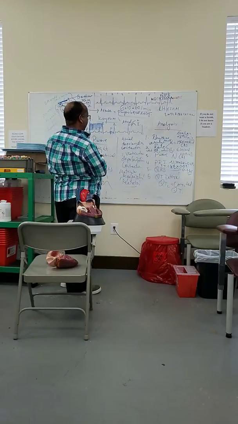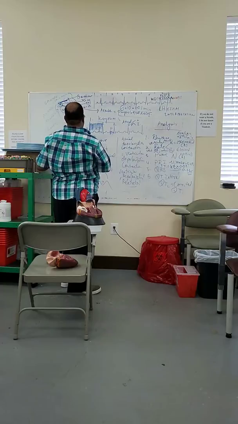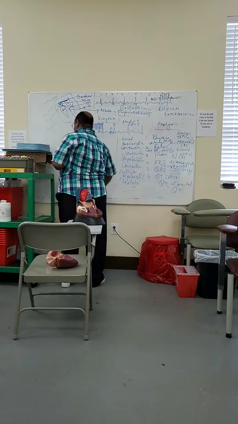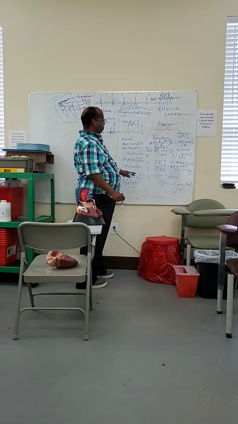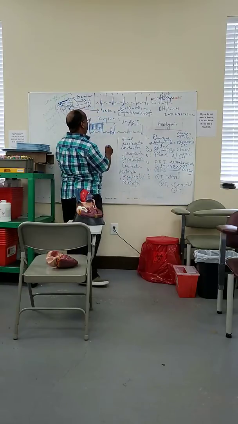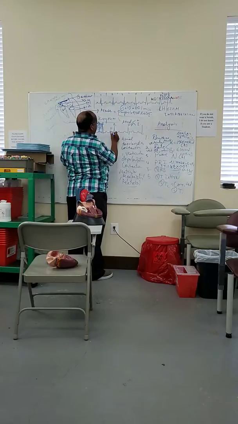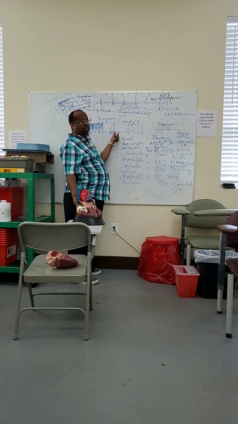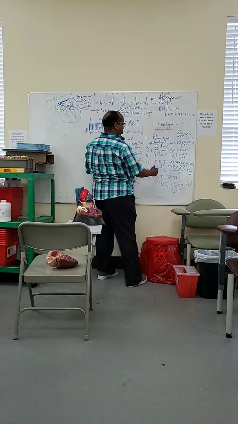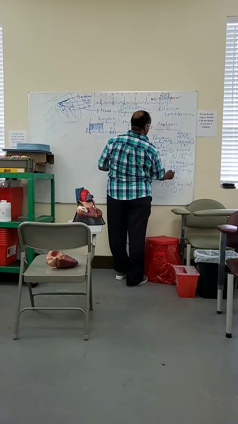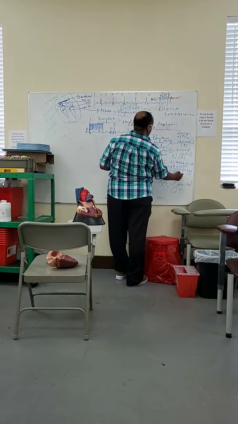Then QRS. We say that QRS shows us what is happening in the ventricles, yes? It shows the depolarization of the ventricles. So what we do is count the little boxes from the beginning of Q to the end of S. So how many little boxes are there? Usually the normal is 1 to 2.5 little boxes, which is about 0.04 to 0.10 seconds.